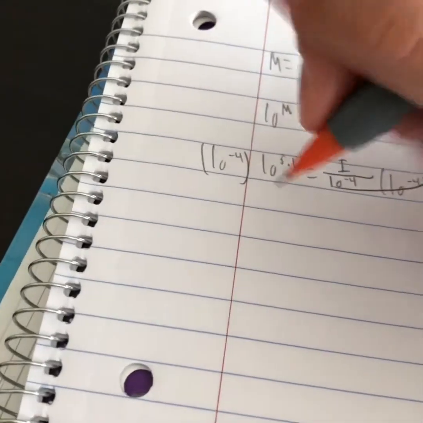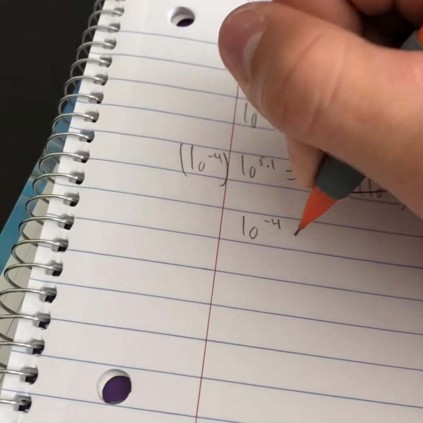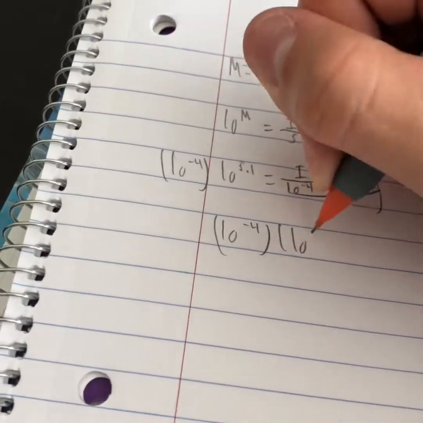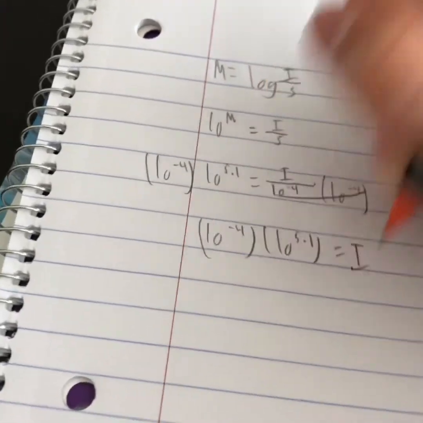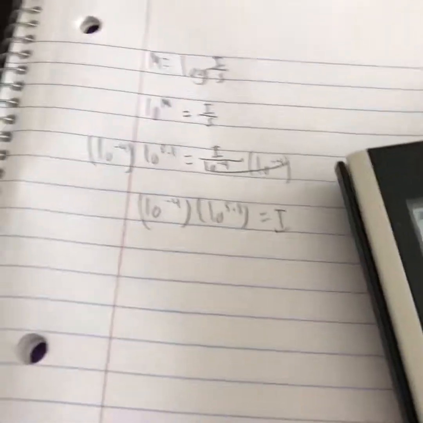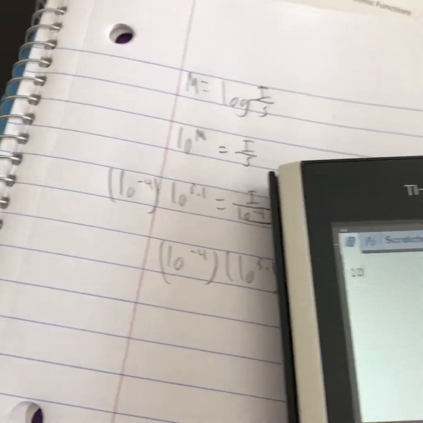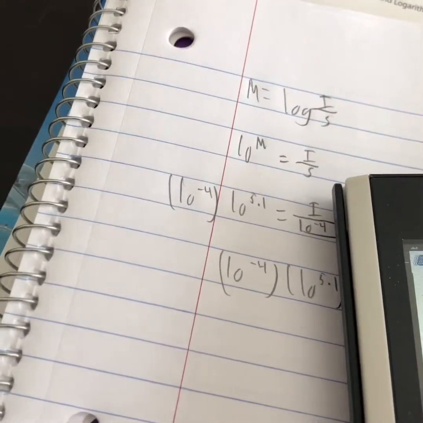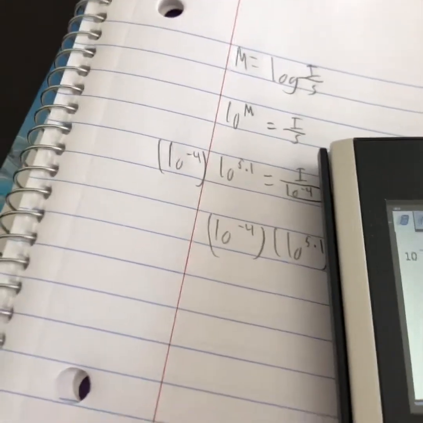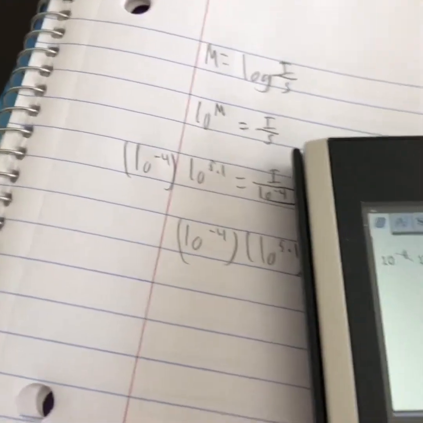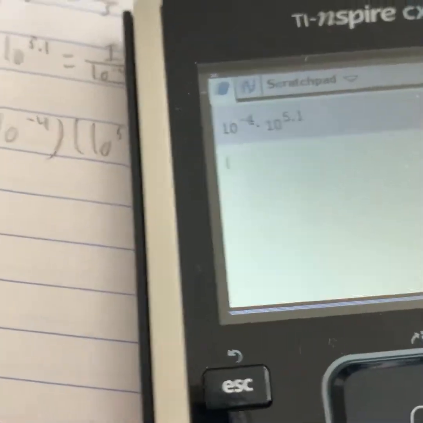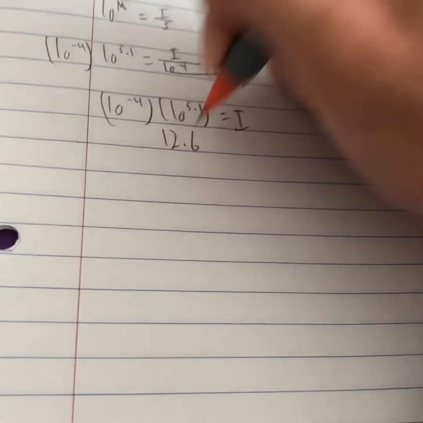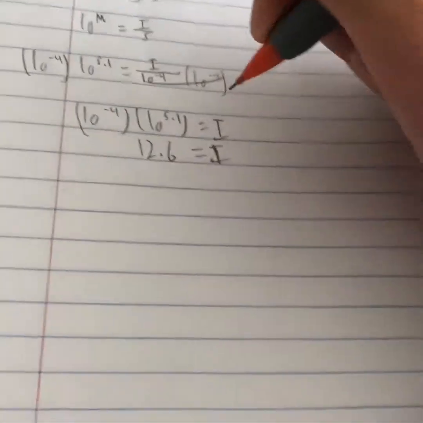So now what we are left with is 10 to the negative fourth times 10 to the 5.1 equals I. And so, real quick, put this in my calculator. 10 to the negative fourth times 10 to the 5.1, and that'll give us 12.6. So the intensity of the earthquake we're looking for is 12.6.